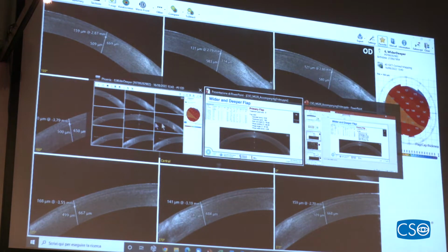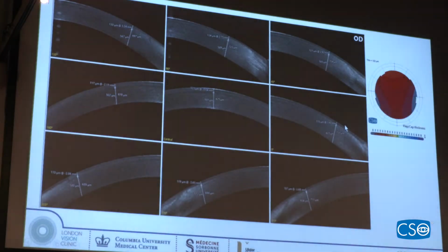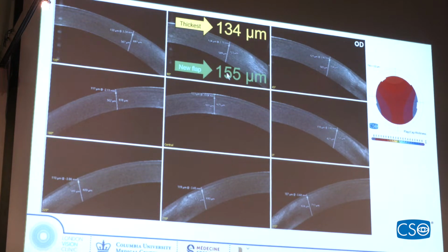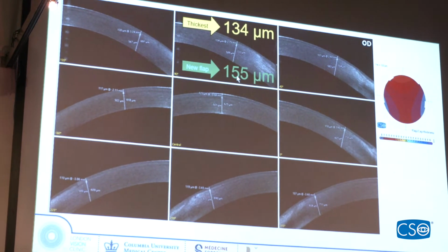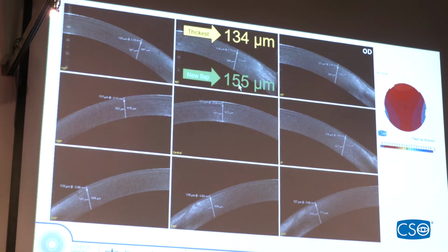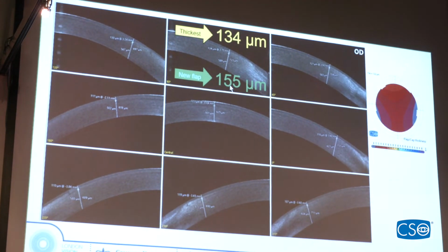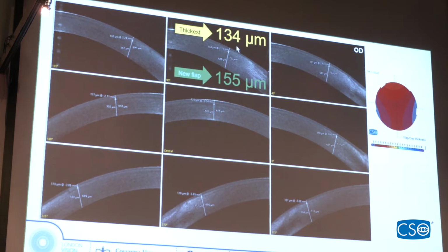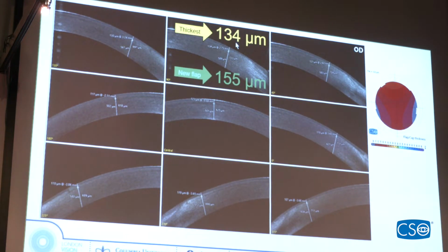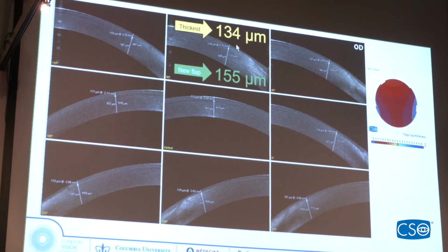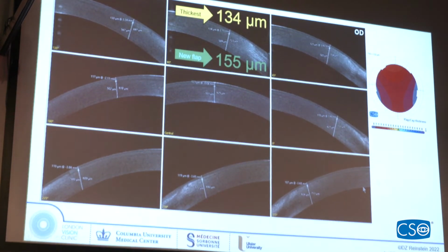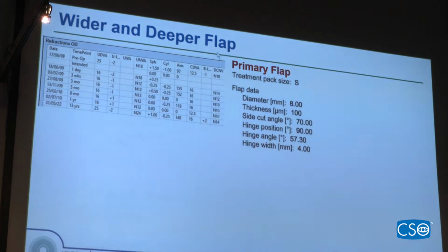And what I do then is I know how to program the next one, because the thickest point of this flap is 134. The thinnest of a new flap would be 18 microns less than a programmed 155, because the 18 microns is 4 standard deviations with the VisuMax. To make sure I don't cross the old flap, I go more than 18 microns below, and I make it wider. So this is called a wider, deeper flap.